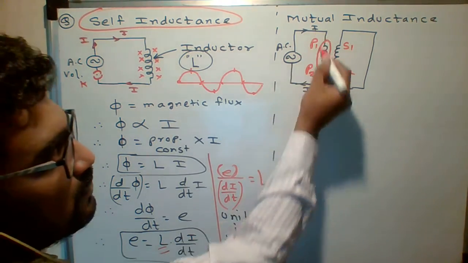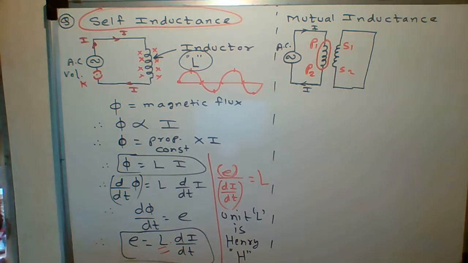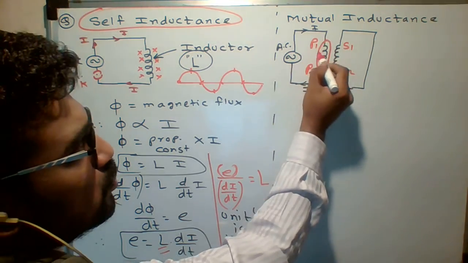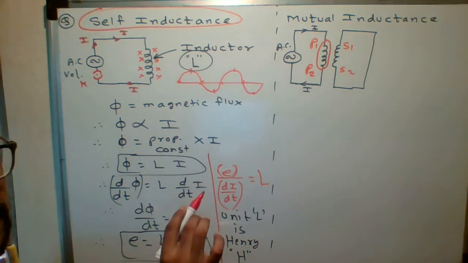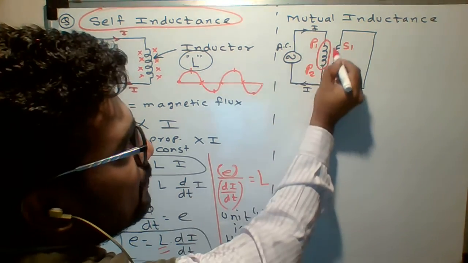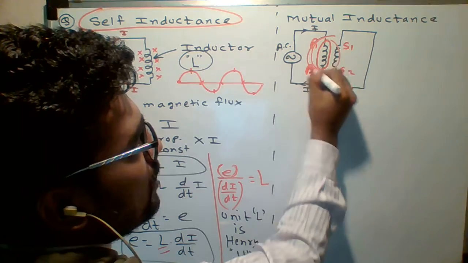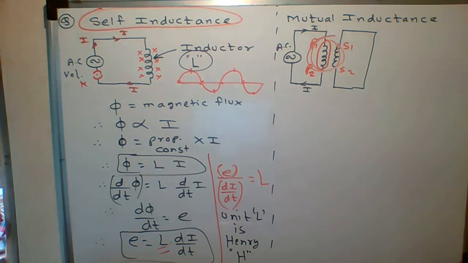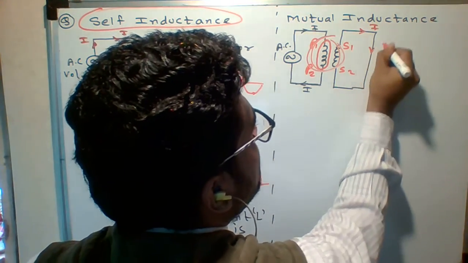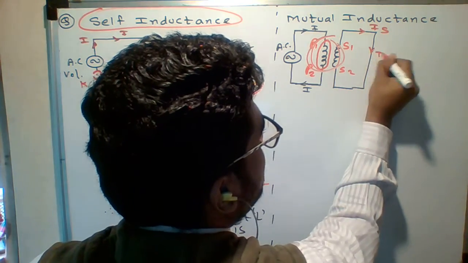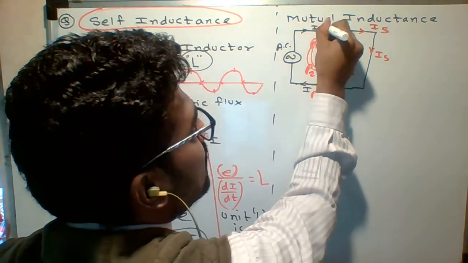First, initially current will flow. Again, I am going to explain. Current will flow. Due to current, a magnetic field will be generated in the primary coil. This magnetic field will be cut by which coil? The secondary coil. And according to Faraday's law, when the magnetic field is cut by the coil, then secondary current will flow here. So students, this is called IS, secondary current. This is called primary current.